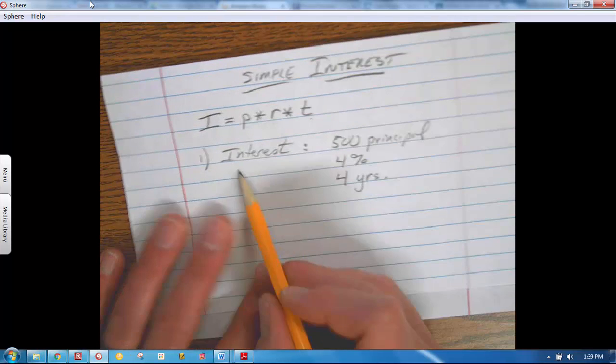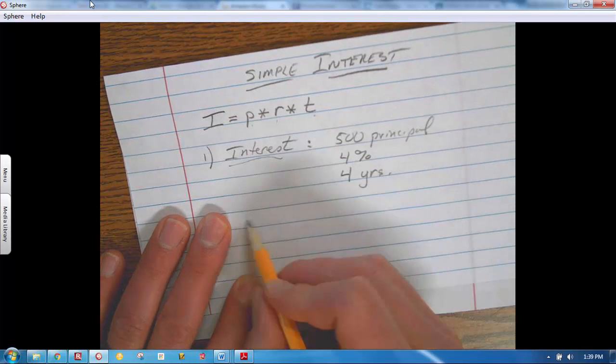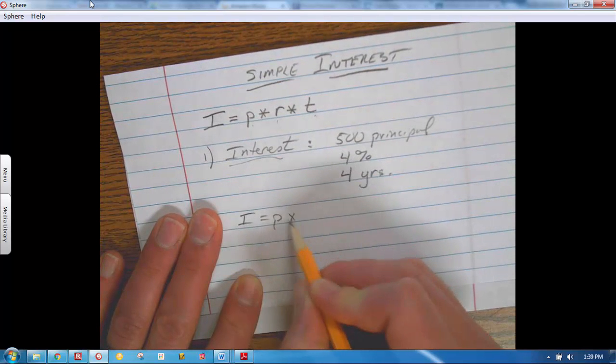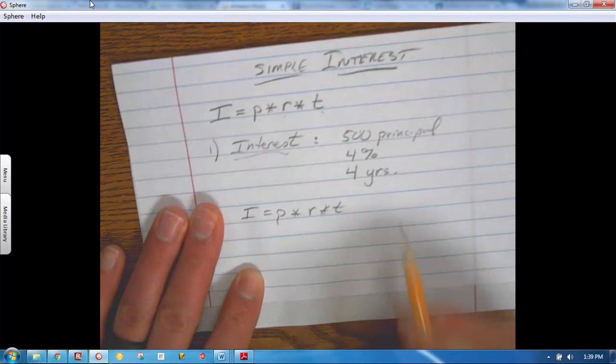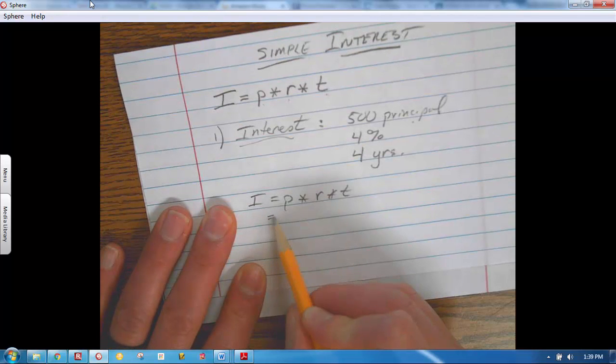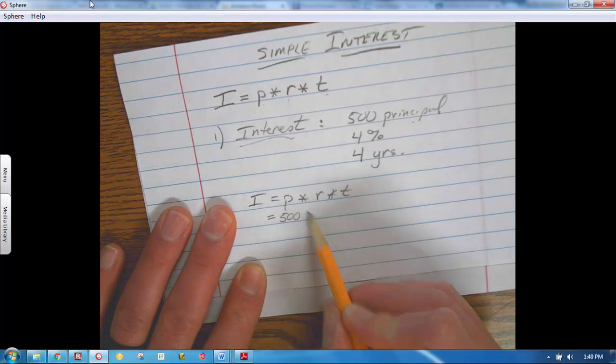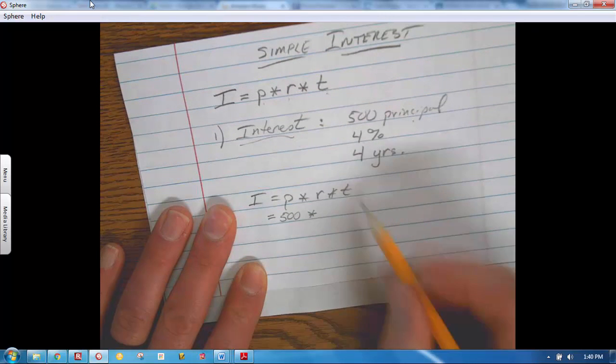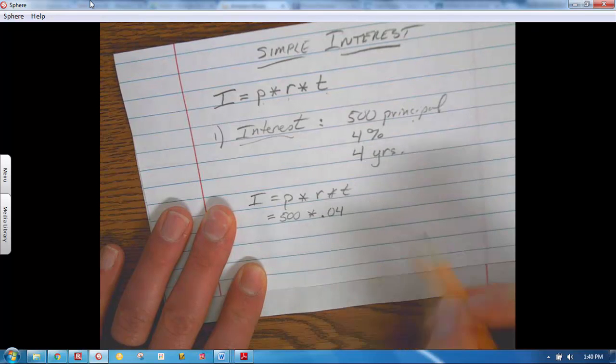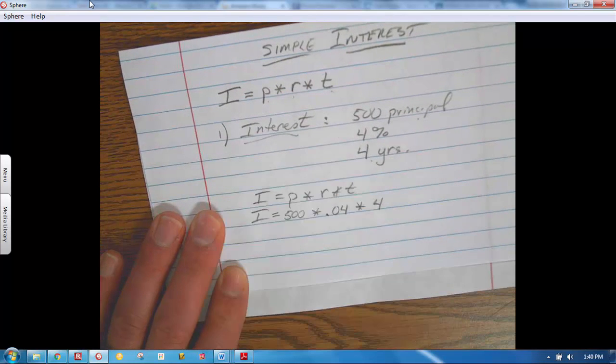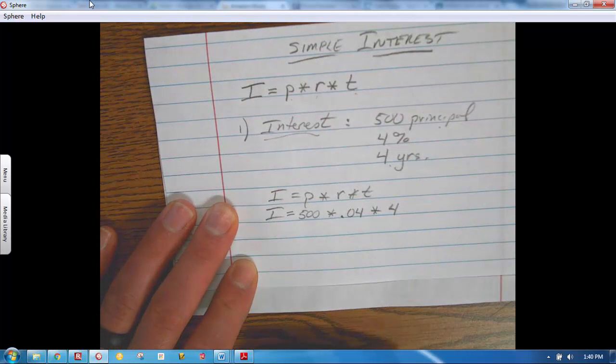So we're looking for the interest, which means all we have to do is plug these values in. So interest equals principal times a rate. So 4%, remember we have to write that as a decimal, so that's 0.04 times the time of 4 years. Okay, and then to calculate interest, it's just as simply as multiplying all of those together. So 500 times 0.04 times 4 years gets us $80.